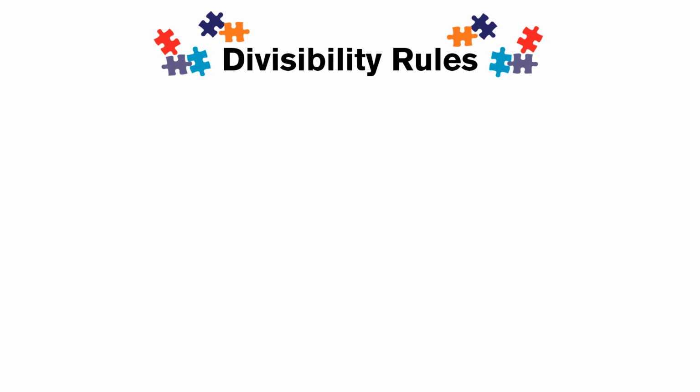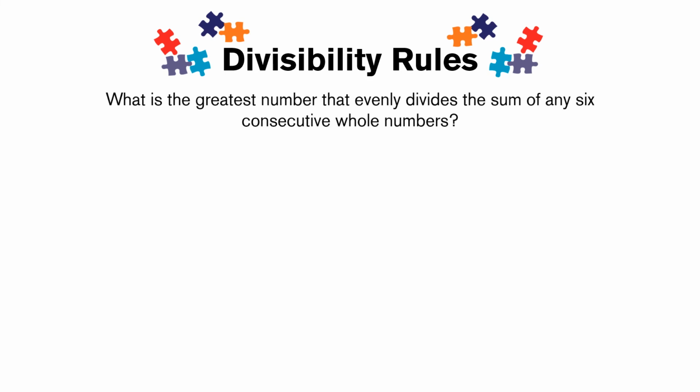All right, so for our last problem, it asks, what is the greatest number that evenly divides the sum of any 6 consecutive whole numbers? So let's call the first number of this arbitrary set n, the variable n. Then we know that our next number is going to be n plus 1, the number after that's n plus 2, then n plus 3, n plus 4, and n plus 5, since they are consecutive integers.